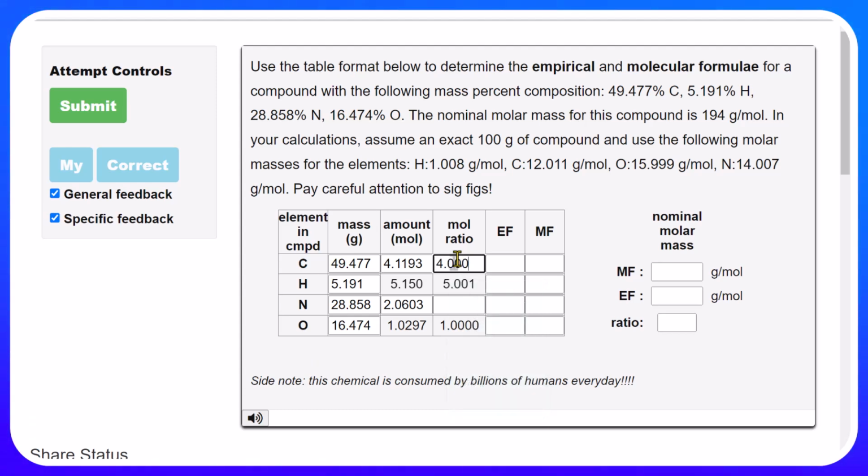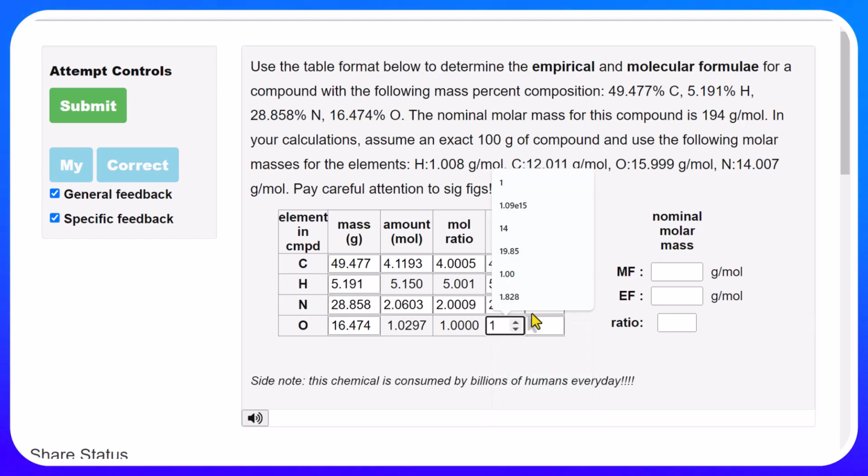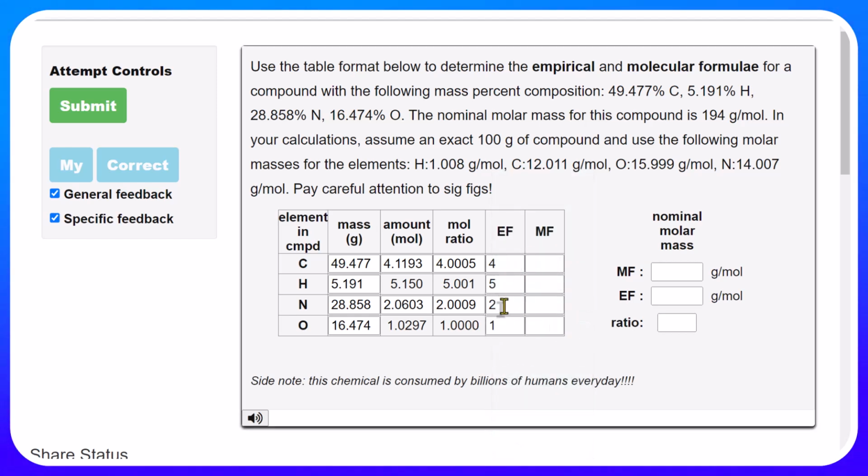So this is 4.0005. And then I've already done this for the hydrogen. Now for the nitrogen, this comes to 2.0009. So now I have the mole ratios. From there, you can see that these mole ratios are very close to integers, and I should be able to come up with the empirical formula. So I hope it's clear to you. This will be 4. This will be, well, not 4, but rather 5. This, of course, will be 2, and this one will be 1. So note, the exact empirical formula will be perfect integers.